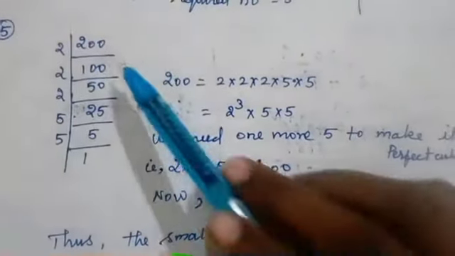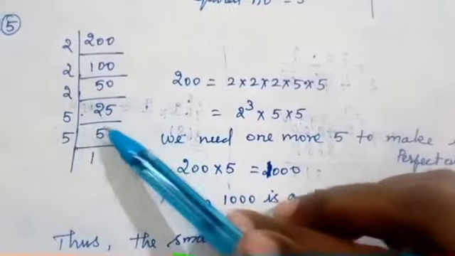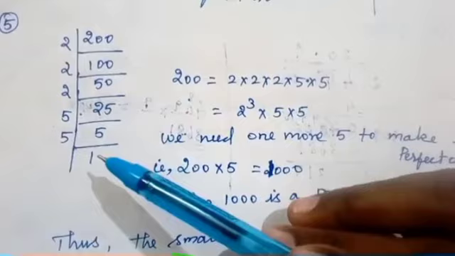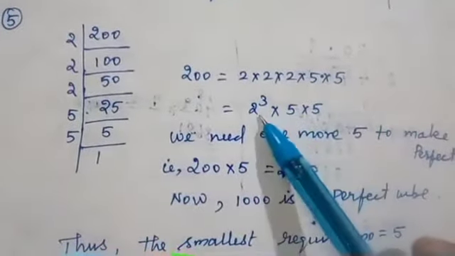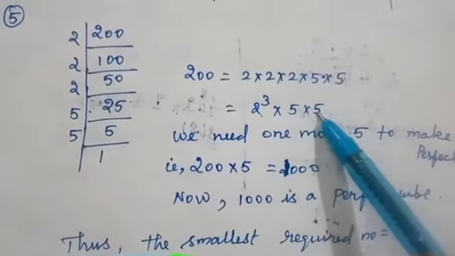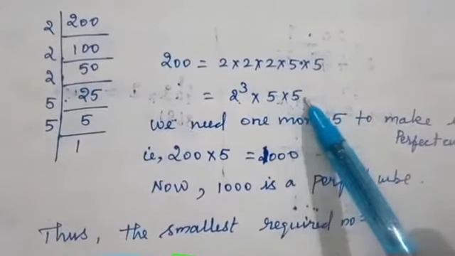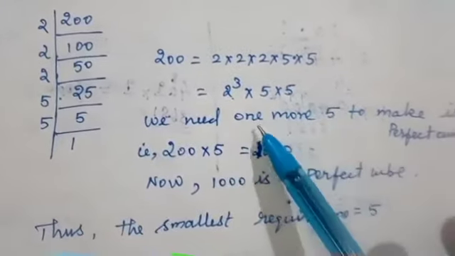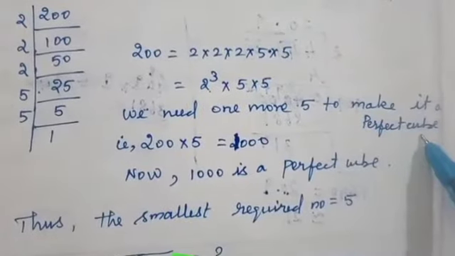Now 200 divided by 2 is 100, then again by 2 is 50, again by 2 is 25, then 5 times 5 is 1 time. You have to use the prime factorization method, write the factors, then make it a cubic number: 2 cube. This 5 into 5 is not a cubic number, so write it separately. We need one more 5 to make it a perfect cube.